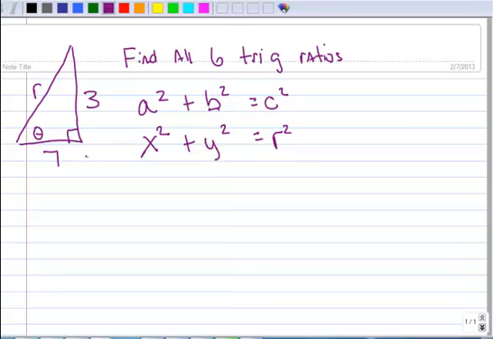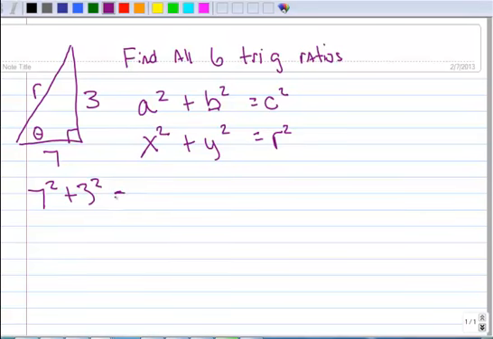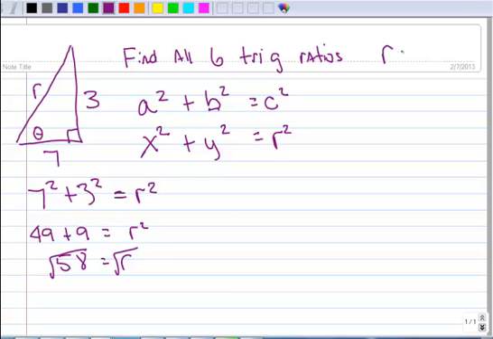And so I'm going to use my values from my triangle. Let's move over here. 7 squared plus 3 squared equals r squared. So that's 49 plus 9 equals r squared. And 49 plus 9 is 58. So we have to square root that. So r, let's go ahead and make it up here. R is the square root of 58.